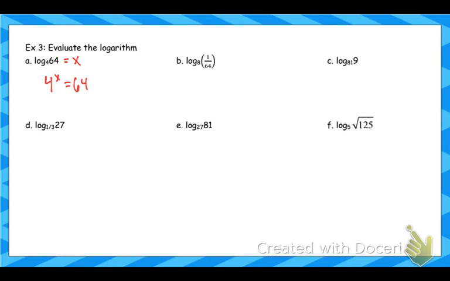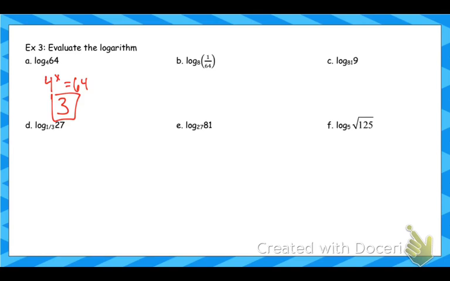So 4 to the what power is 64? Well, 4 to the third power is 64. That means that log base 4 of 64 is 3. Now, I'm not going to say x equals 3 because it's not really an equation, but that just helps me with the setup to be able to figure out what this is.